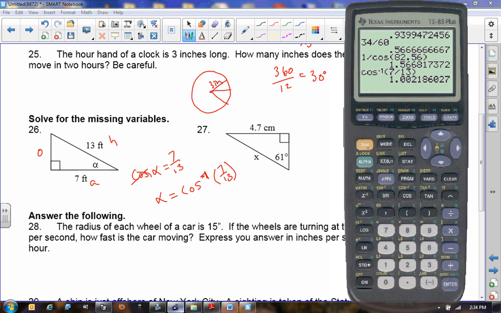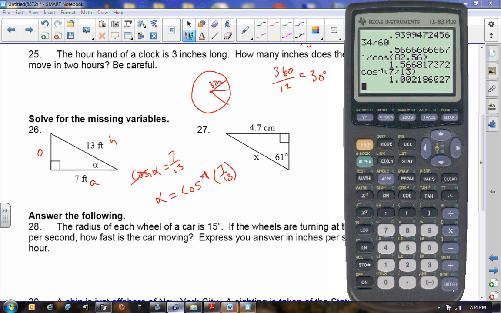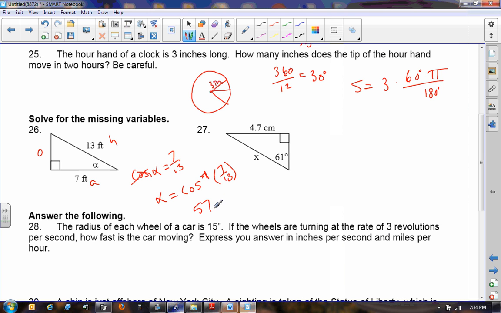Ooh, I'm in the wrong mode. Excuse me. What's the difference? Notice the difference? Huge difference. Got to be in the right mode. 57.4. Now I'm in the right mode.